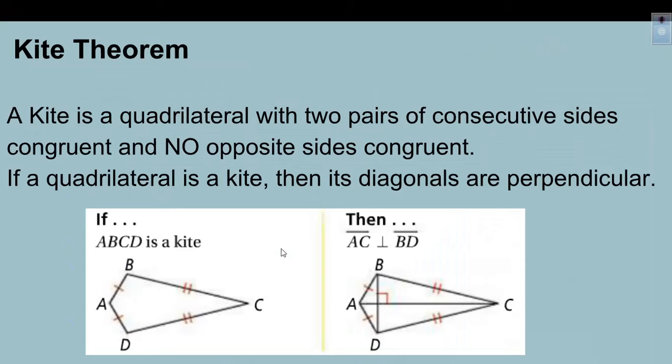So let's finish up the second half of this lesson, the kites. A kite is a quadrilateral with 2 pairs of consecutive sides congruent and no opposite sides congruent. If a quadrilateral is a kite, then its diagonals are perpendicular. So this is the only property they give us.